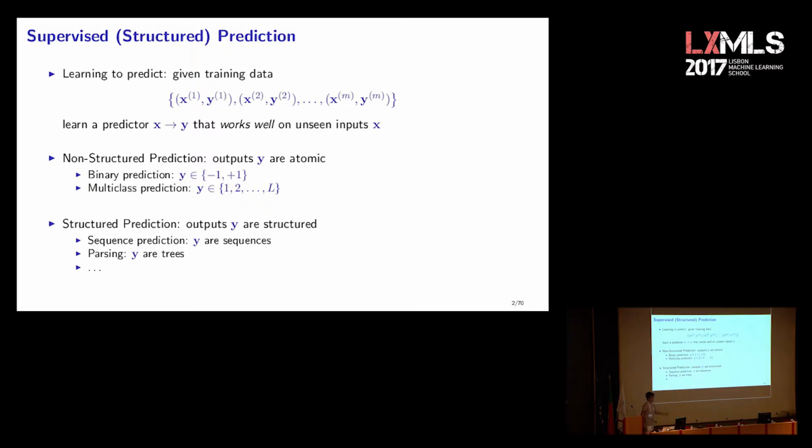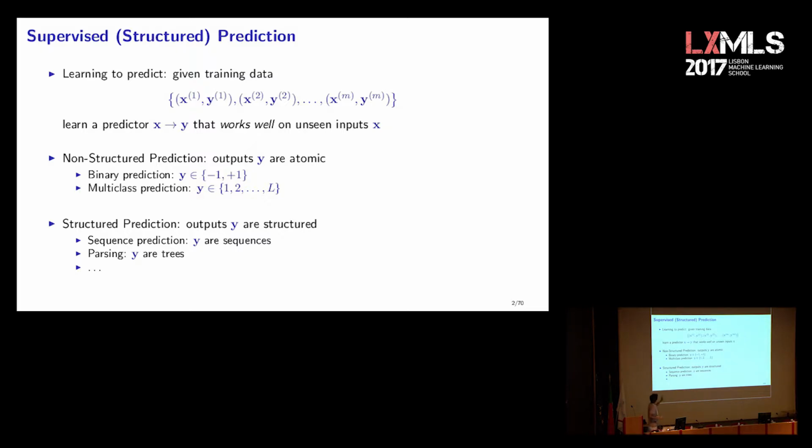Okay, and then there's a natural extension from that to multi-class prediction, where the output is one of a set of fixed values. Okay, so for example, in text categorization, we'd like to classify text into politics, sports, economics, and so on. But these values are atomic. It's just this value or the other.